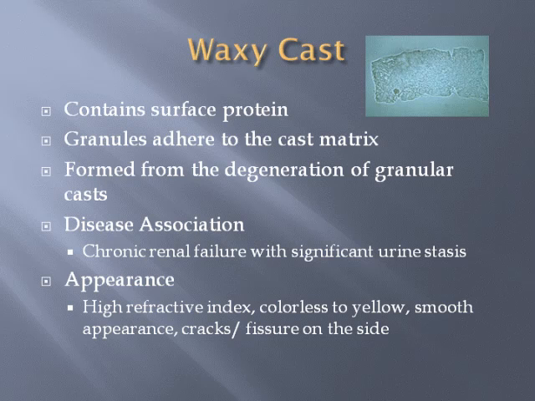They have a very high refractive index. They are colorless to yellow, have a smooth appearance. However, it's very common to see cracks or fissures on the side, and I thought that the image that I have at the top here was a pretty good example. They don't look as tubular as some of the casts do, especially the hyaline casts. They usually kind of have this square edge, and once again, they look cracked and they look waxy because of that surface protein.